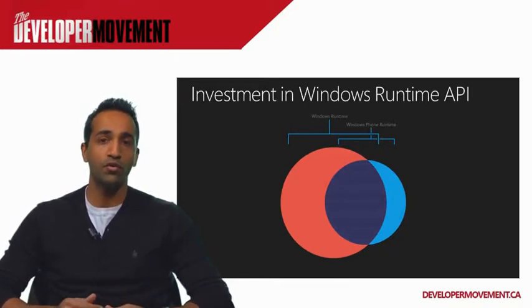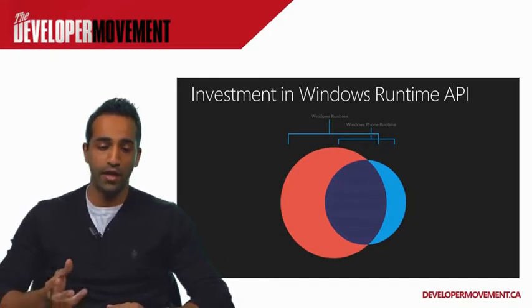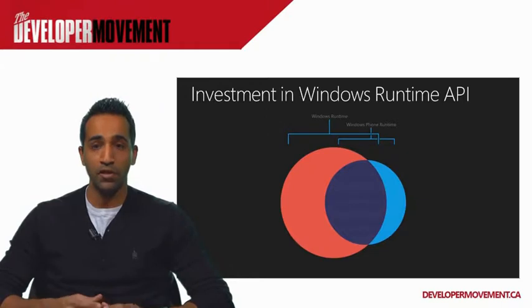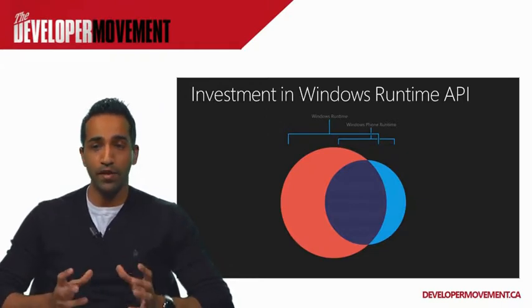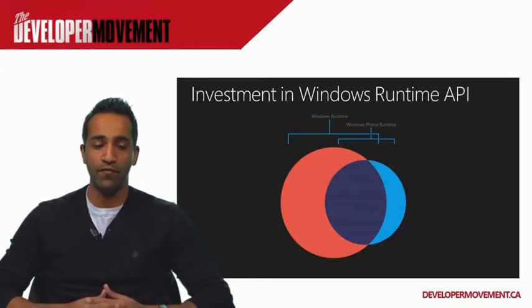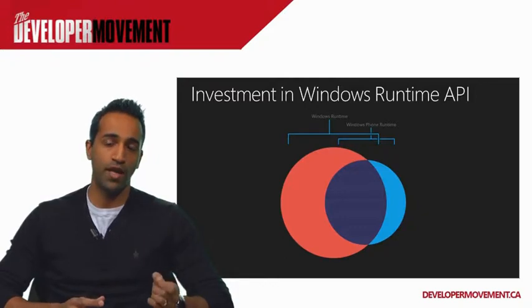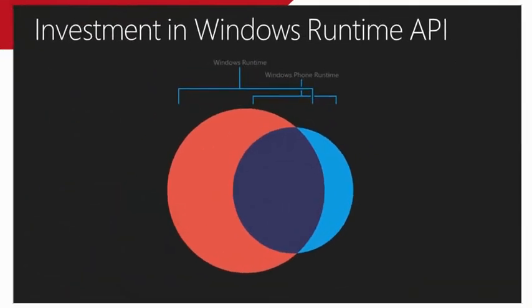When you're building a Windows Phone 8 application, we have the Windows Phone runtime APIs. And you can see there we haven't got as many, but there's still a good set. And in the middle there, there's this intersect where you have a bunch of the Windows runtime APIs that are also in the Windows Phone runtime. So let's see what those are.